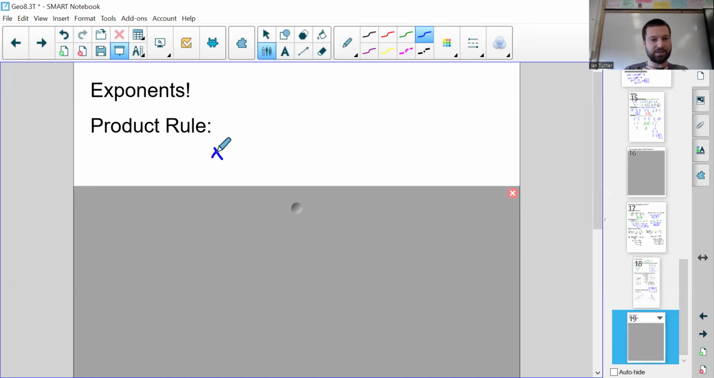If we have something like x squared times x to the third, that becomes x to the fifth. We add the exponents, okay? If you have two things with exponents that are being multiplied, that's the key, they're being multiplied, you add them together. So if we had y to the 10th times y to the 5th, that gives us y to the 15th. If things are being multiplied, you add the exponents.